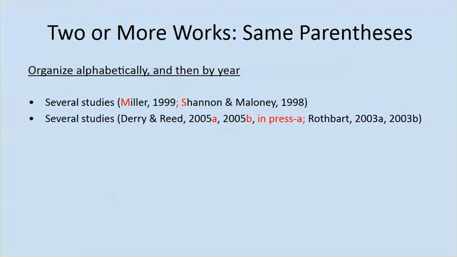When you have a number of studies to cite, organize them alphabetically within parentheses. In the first example, Miller comes before Shannon and Maloney. Separate the studies with a semicolon. In the second example, Derry and Reed published 2 articles in 2005, A and B, followed by a third one, in press A, that has been scheduled for publication but hasn't been formally published. Rothbart published 2 articles in 2003, A and B. Expect to see 5 matching entries in the reference list.